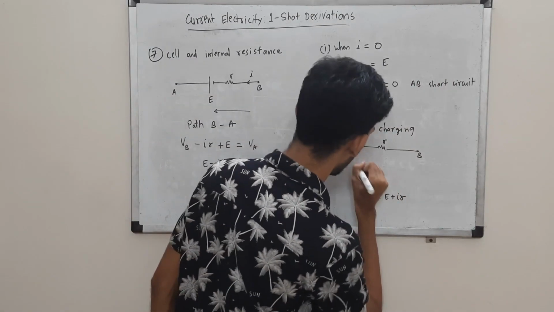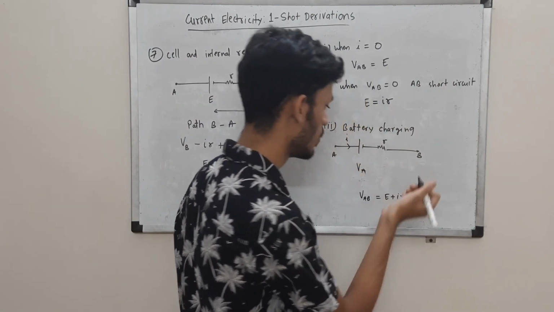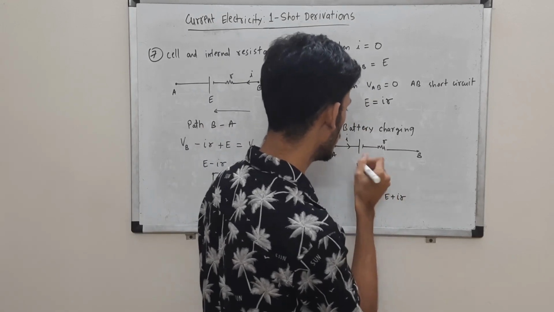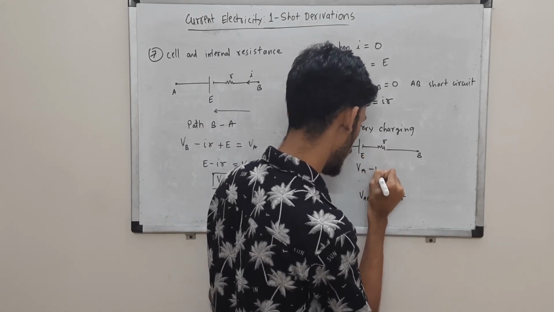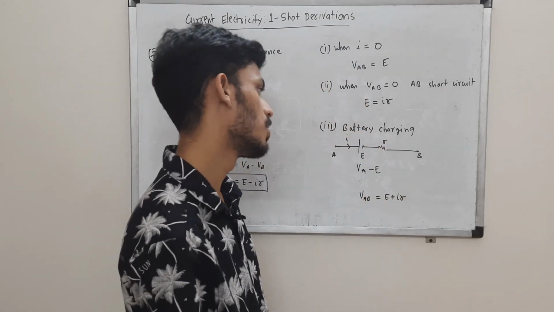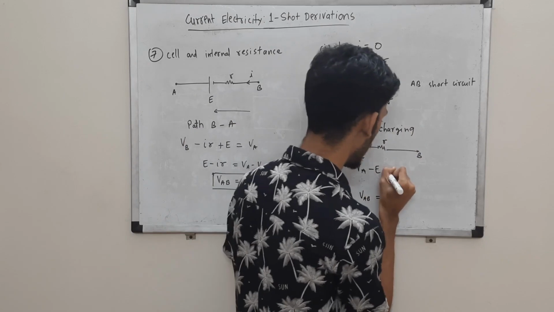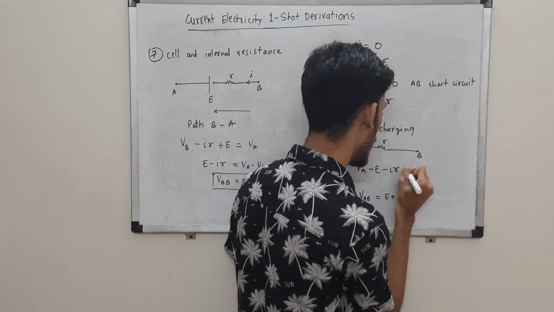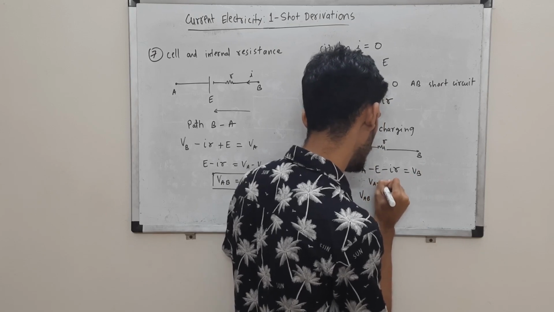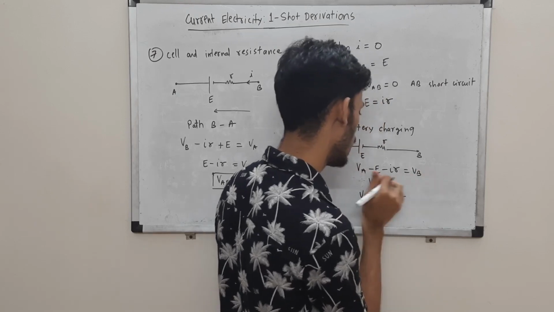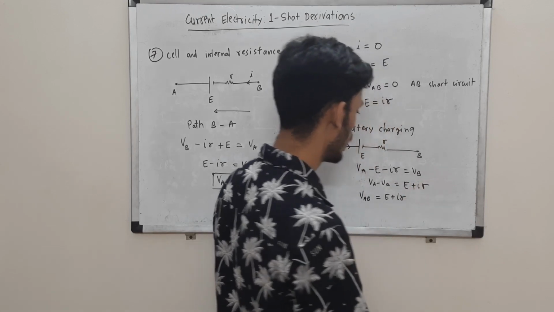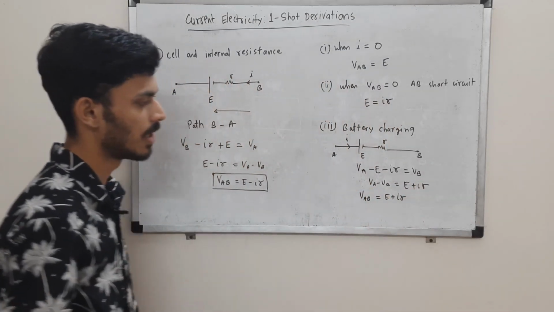Let's try it. Again using Kirchhoff's law, now we are moving from A to B. So this is E, that will be minus E, since we are moving from higher potential to lower potential. We are moving in the direction of current, so minus IR, and finally we'll get VB. So VA minus VB is, taking this to the other side, E plus IR. So VAB is E plus IR.